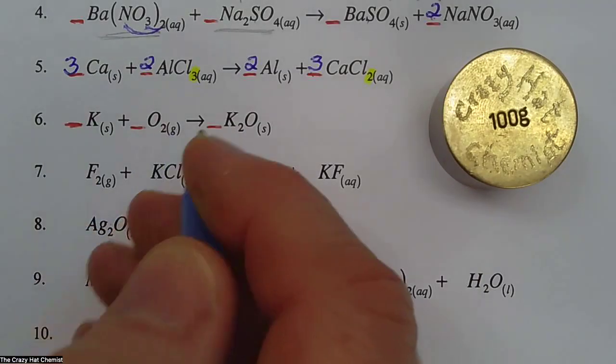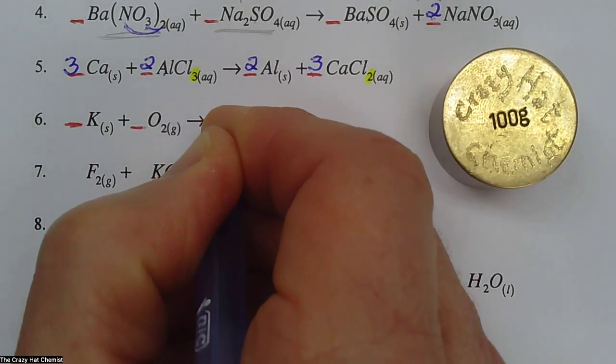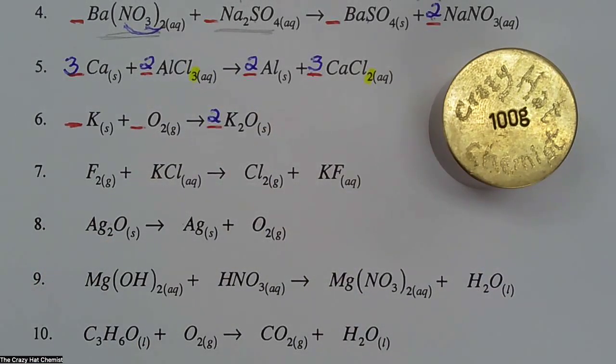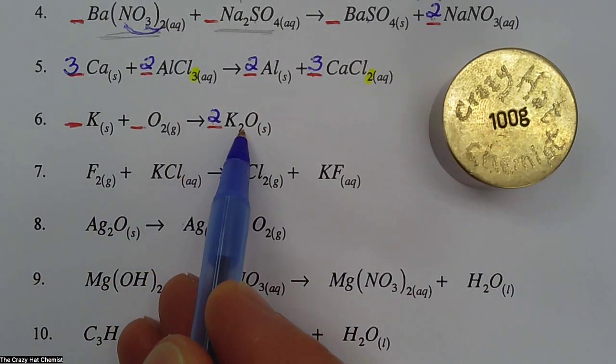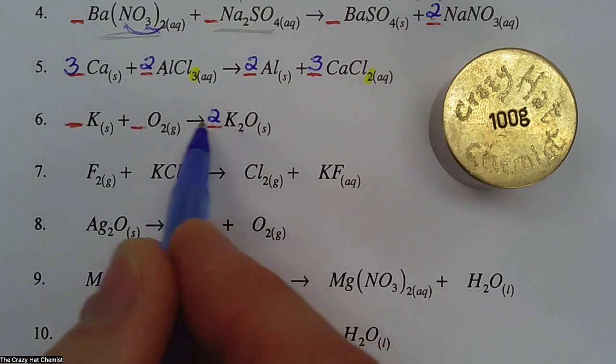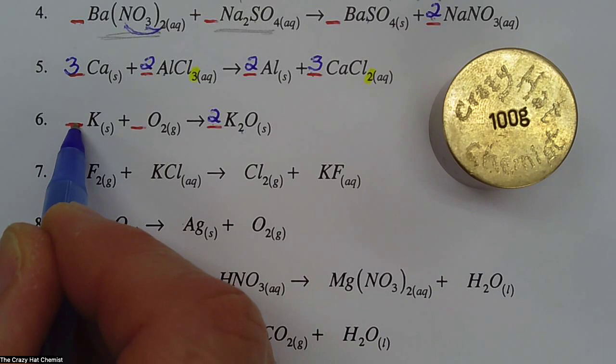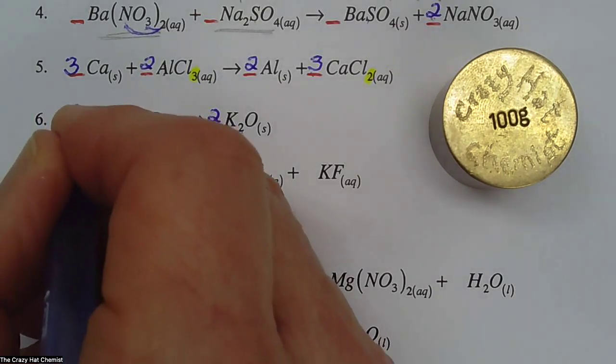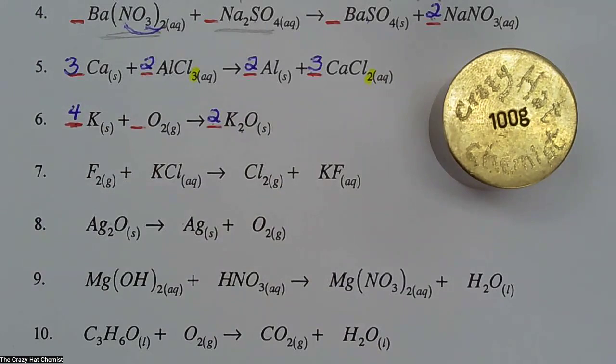So there's two oxygens here. I'm going to make there to be two oxygens on the product side. That will give me 2 times 2 potassiums on the product side, so that's 4. And over here on the reactant side, there's one potassium. So I'm going to place a 4, just like that.